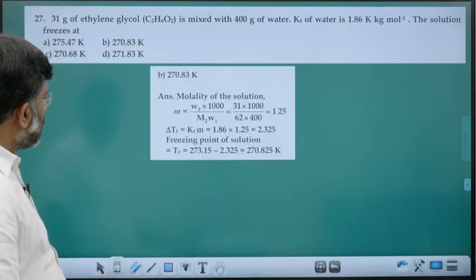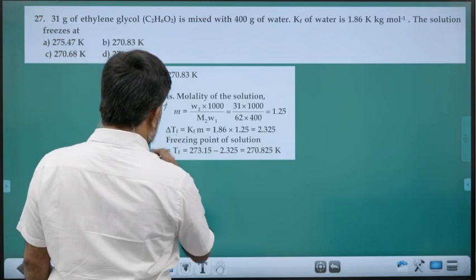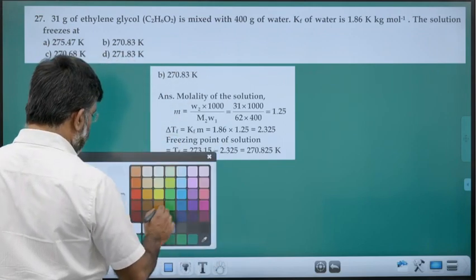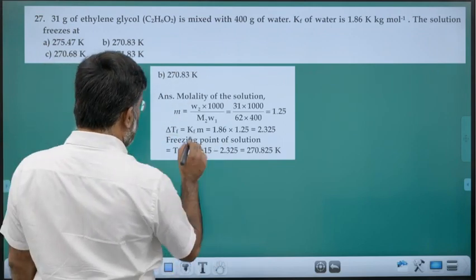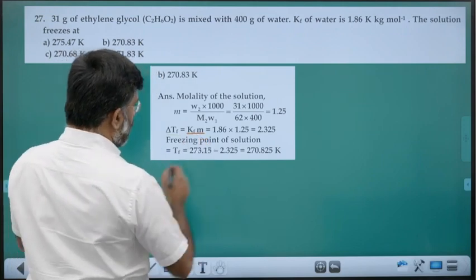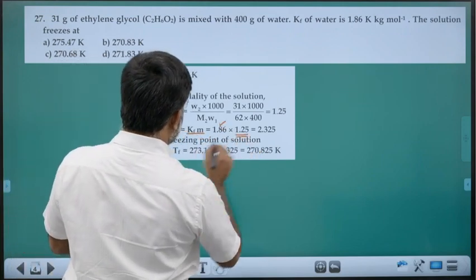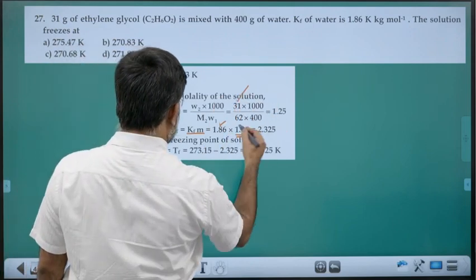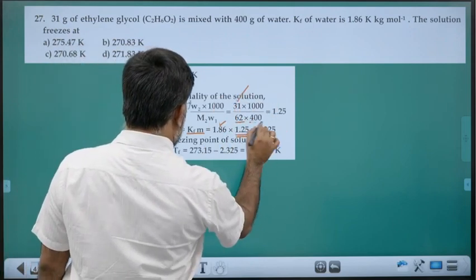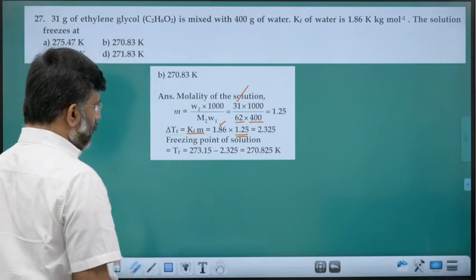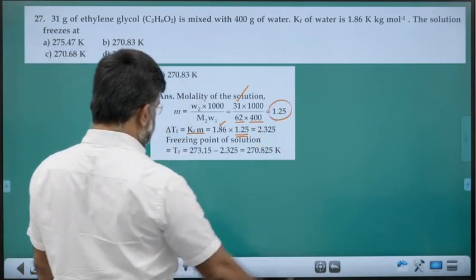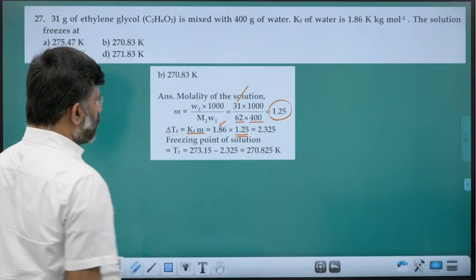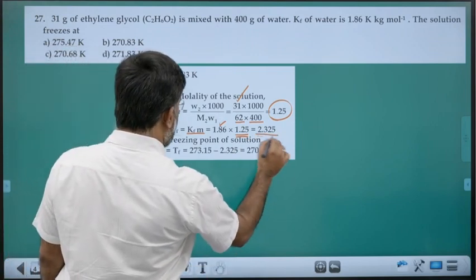So find out delta TF. Delta TF is equal to Kf into m. Kf is given, and molality you can calculate. Mass of solute is given, molar mass of solute is known, and mass of solvent is given, so you can find out the molality. Or substitute directly, and you get delta TF.